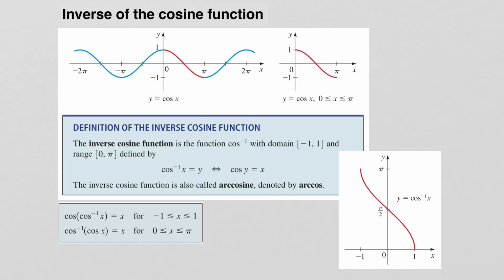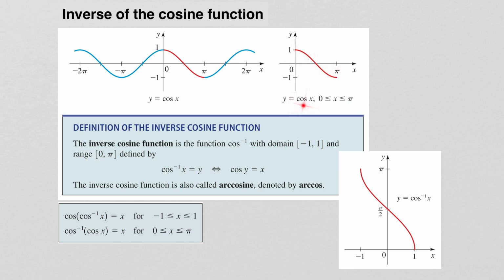The inverse of the cosine function works very similarly. So the cosine graph, of course, is very similar to the sine graph. It is not a one-to-one function. However, if we focus on the piece of the cosine function from this point down to this point, you can see that that section of the graph is one-to-one.